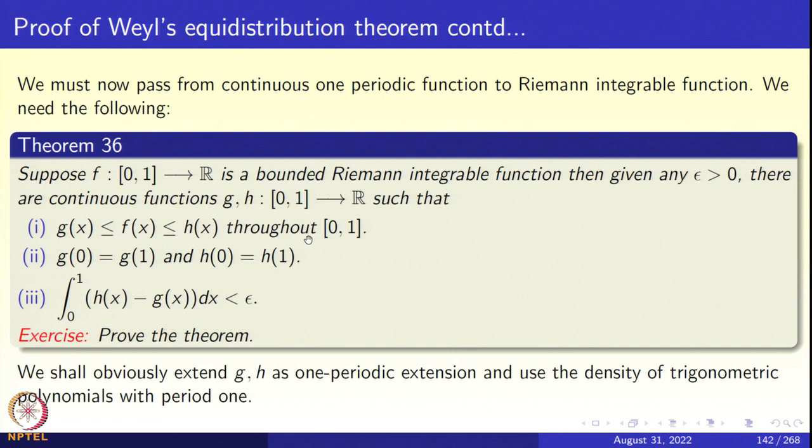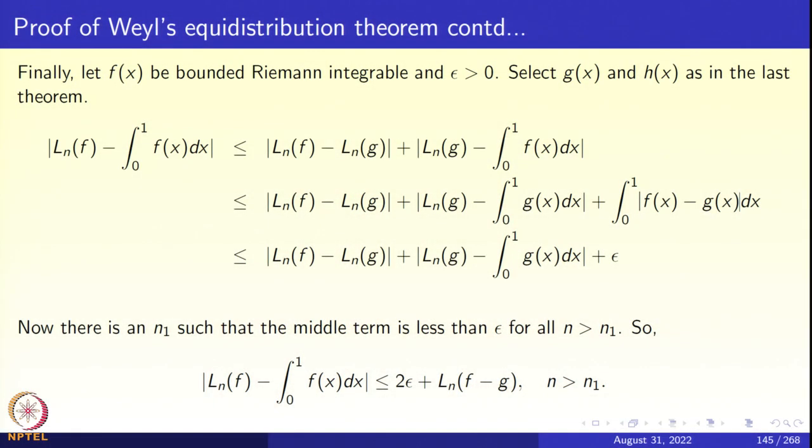Okay. So now let us see how this helps in completing the proof of Hermann Weyl's equidistribution theorem. So let us take a bounded integrable function f of x and let epsilon greater than 0 be arbitrary. Select g of x and h of x as in the last theorem. Let us estimate mod ln f minus integral 0 to 1 f of x dx, which is less than or equal to mod ln f minus ln g plus mod ln g minus integral 0 to 1 f of x dx. I'll add and subtract a g of x term, so that it is less than or equal to mod ln f minus ln g plus mod ln g minus integral 0 to 1 g of x dx plus integral 0 to 1 g of x minus f of x dx.